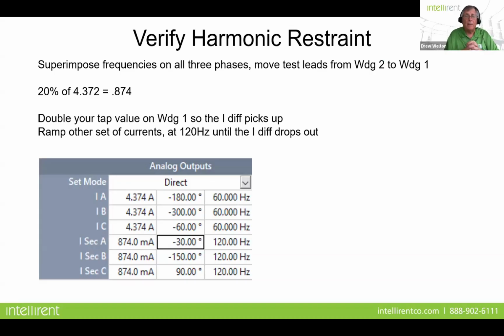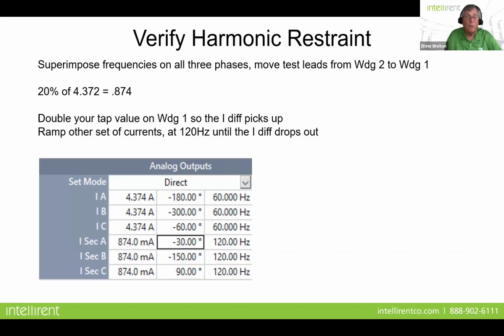Okay, now to validate harmonic restraint is set and working properly, what you're going to do is superimpose frequencies on all three phases. So take your test leads from winding 2, all three phases, and move them to winding 1. And while you put a trip value on winding 1, let's say this is 2 times the tap value, we're going to double that on winding 1, and the differential is going to pick up, obviously. Then we're going to set our superimposed values to 120 hertz instead of 60 hertz, which is of course a second harmonic, right?